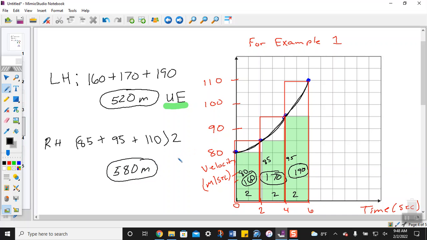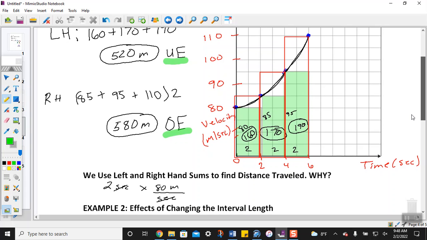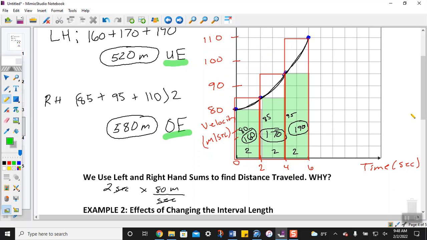Now guys, what do you think I'm gonna put behind 580 meters? Overestimate. My friends, if I wanted to get a really good approximation, knowing that 520 is an underestimate and 580 is an overestimate, what might be one logical thing to do to maybe get a good estimate using left and right hand sums? Average the two. So what we kind of look at here, guys, to figure out a distance traveled is we say, well, let's look at the average of the two.